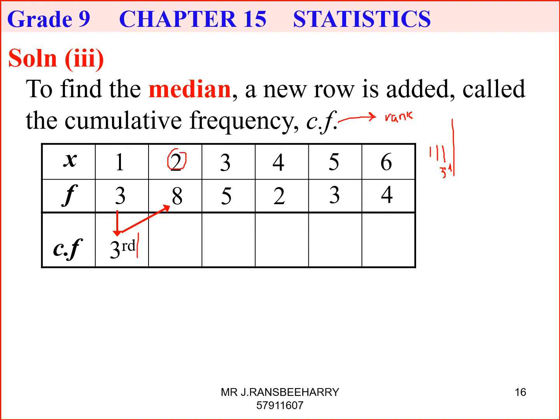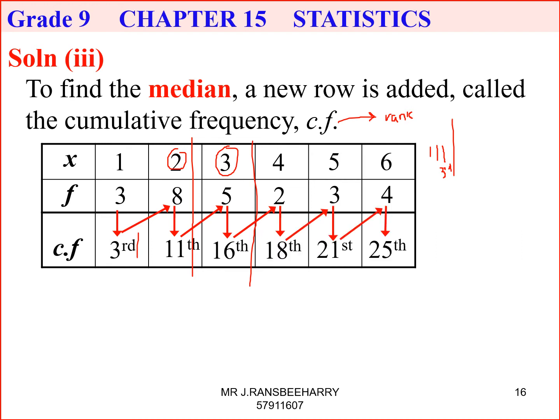So 3 plus 8 terms, we have 11 terms. So 2 stops at the 11th term. The fourth term is 2 up to the 11th. So the 12th term is the number 3. Now 11 plus 5 is 16, which means 3 stops at the 16th term. The 17th term is 4. So 16 plus 2 is 18, 18 plus 3 is 21, 21 plus 4 is 25. So n is equal to 25, odd.